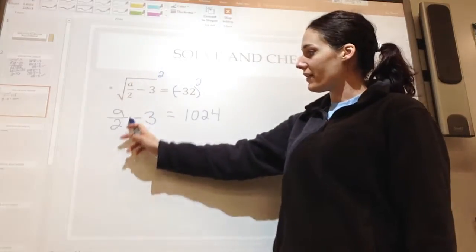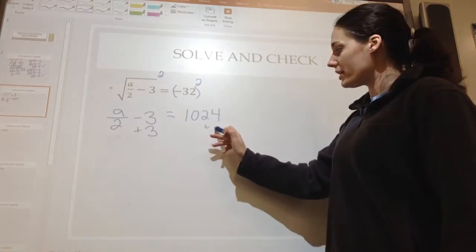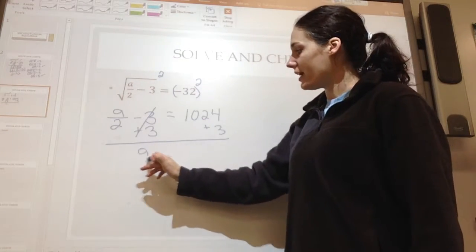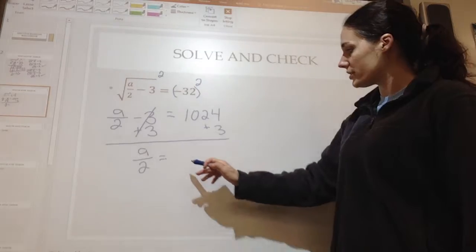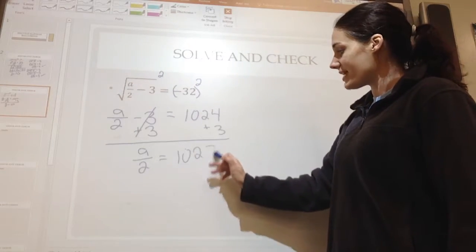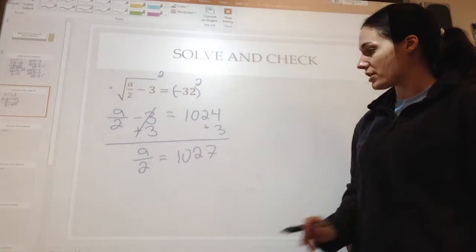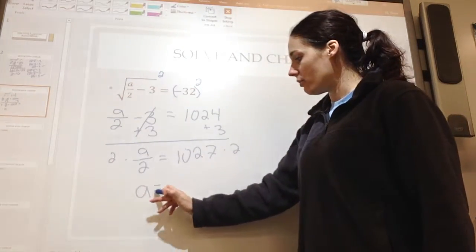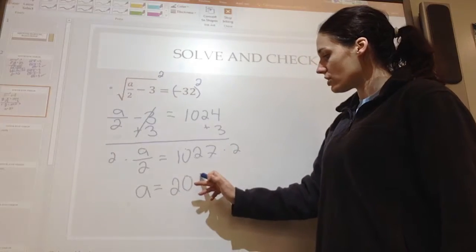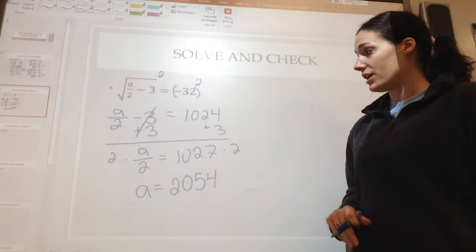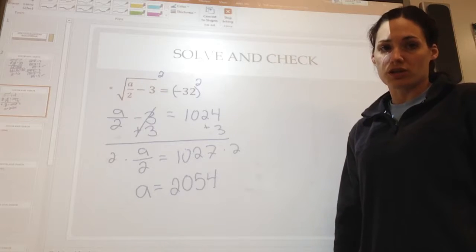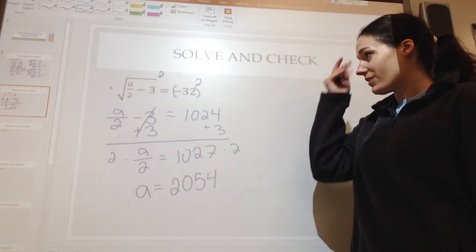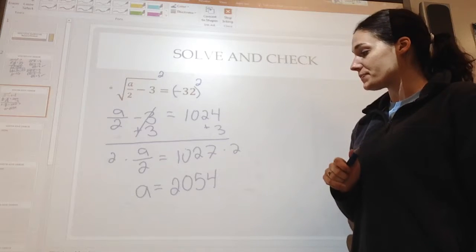Okay, we've got to isolate the variable, so we're going to start by adding 3. Get rid of that. We get a divided by 2 equals, that's 1,027. Woo, we're going to get some big numbers here. Solve this by multiplying by 2, and we get a equals 2,054 is our apparent solution, is what it's called. We haven't checked it yet, so we can't say it's our solution. It's our apparent solution. And we're going to check to make sure that this works.